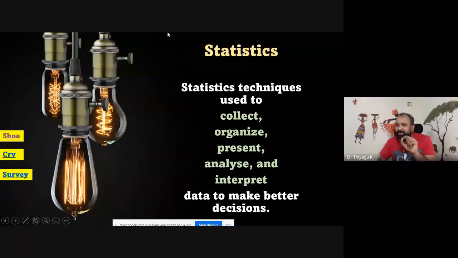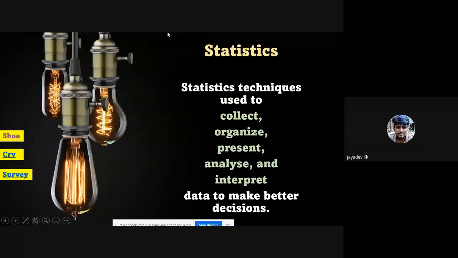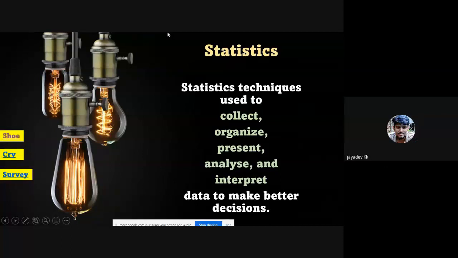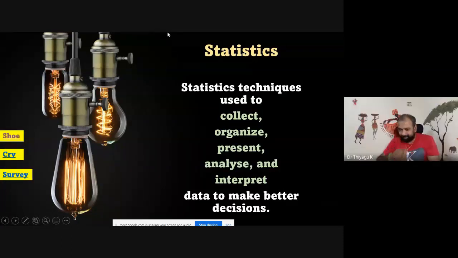What you said is called interpretation. How did you give this answer? Sir, in my college, the total number is 100. Total strength is 100. In that 100, only 6 boys were there. Exactly, Jaydev. So that is called collection.